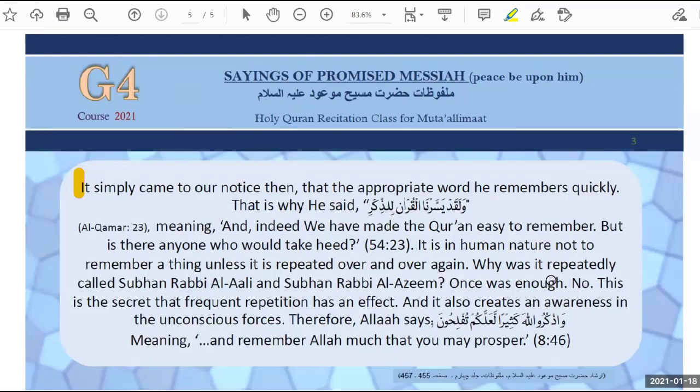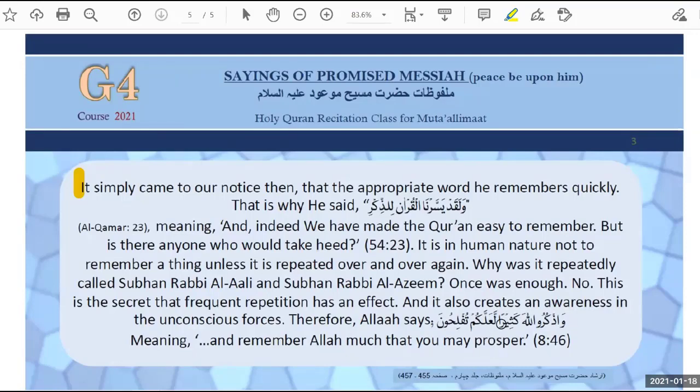Why was it repeatedly called Subhana Rabbiyal A'la and Subhana Rabbiyal Azim? Once was enough, no? This is the secret: frequent repetition has an effect, and it also creates an awareness in the unconscious forces. Therefore, Allah says, "Wazkurullaha kathiran la'allakum tuflihun," meaning, and remember Allah much that you may prosper.